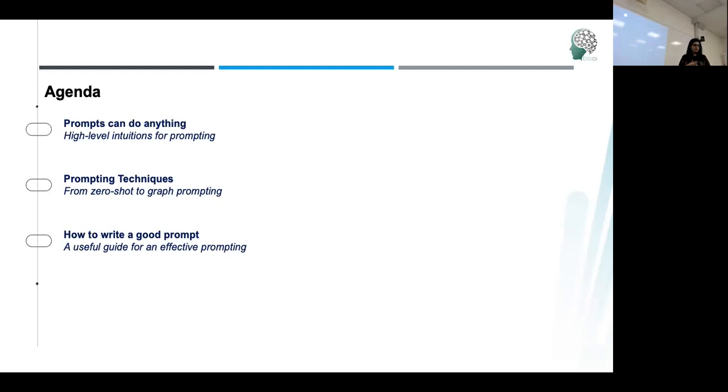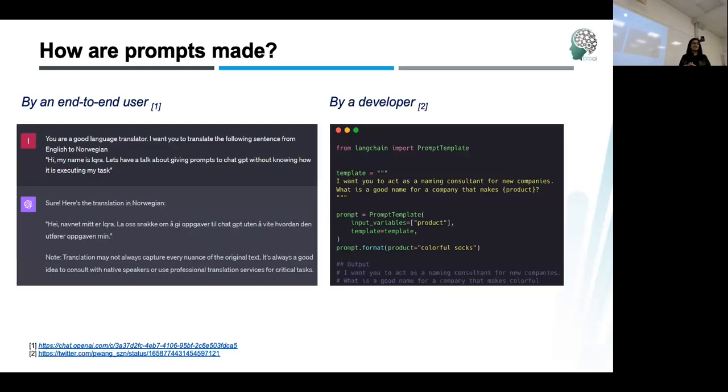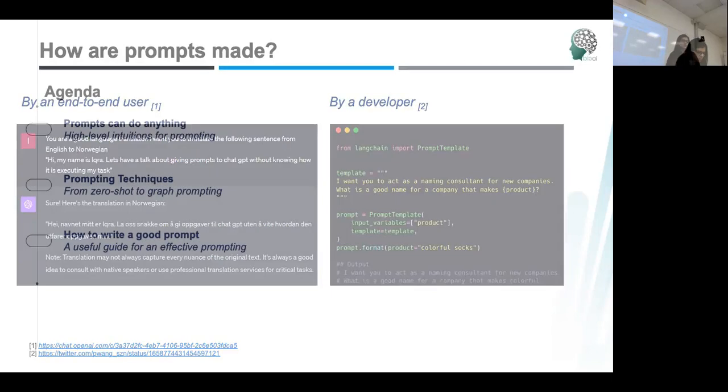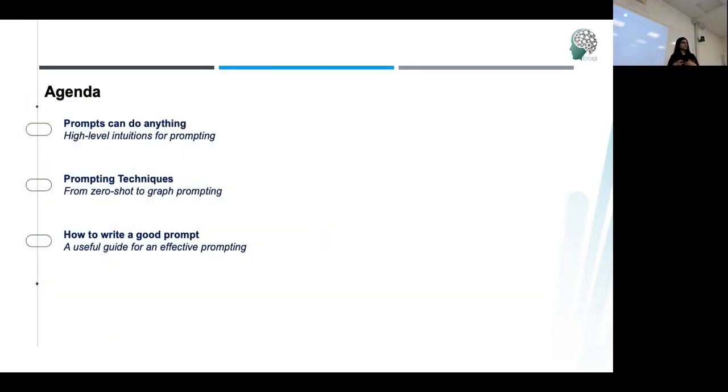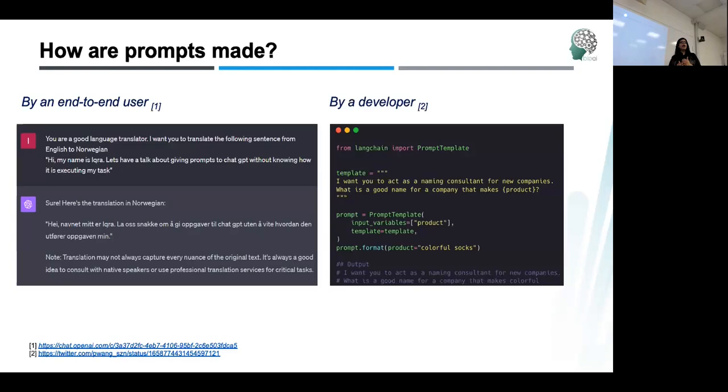So the agenda for today is some high-level intuitions about how prompts are built and how we think about prompts. Then I'll talk about some of the prompting techniques, not all of them, but mostly the ones that are used. And then some effective prompting techniques from researchers, mostly at Meta AI, that I have incorporated and that will help you learn how to write effective prompts. Okay, so how are prompts made?